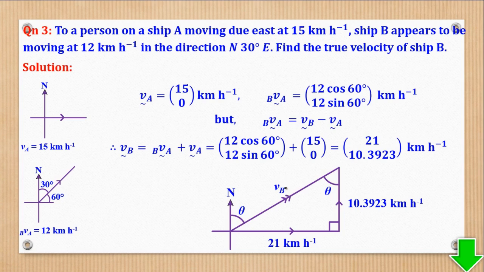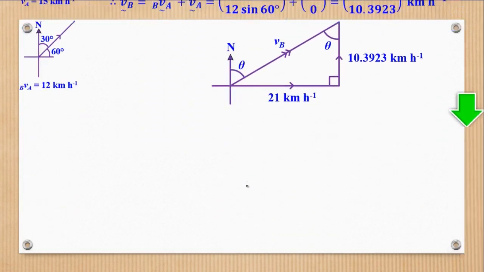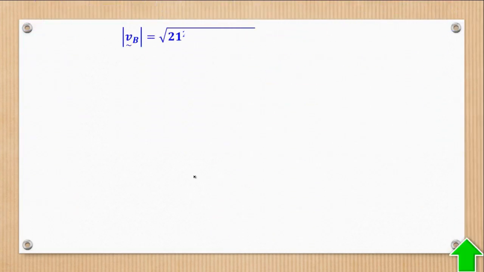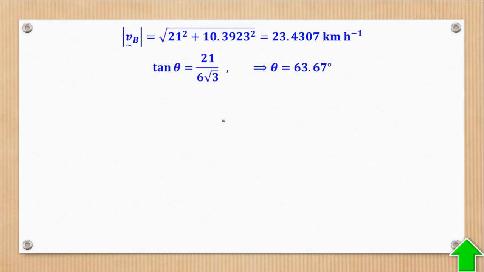So it's a right angle triangle. I can use SOHCAHTOA and Pythagoras theorem to get direction and magnitude. So for magnitude, that will be the magnitude, and for direction, that will be the angle. Therefore, direction will be north 63.67 degrees east.